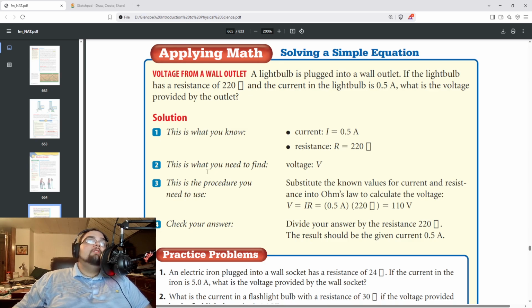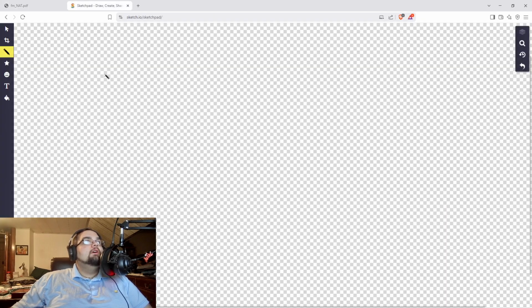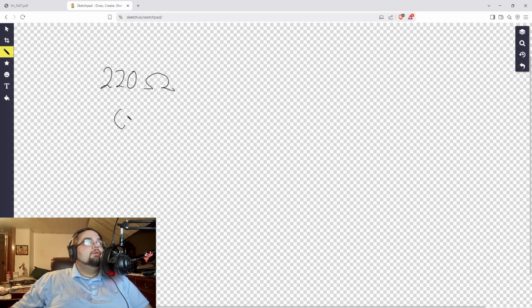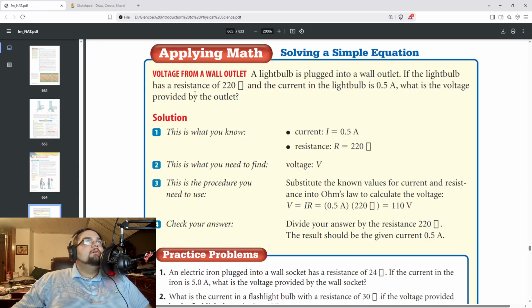A light bulb is plugged into a wall outlet. Gather your little night light. If the light bulb has a resistance of 220 ohms, I think that's supposed to be your omega. So we have 220 ohms. Talking about resistance, so that's how I know. The current is 0.5 amps. What has to be the voltage provided by the outlet?